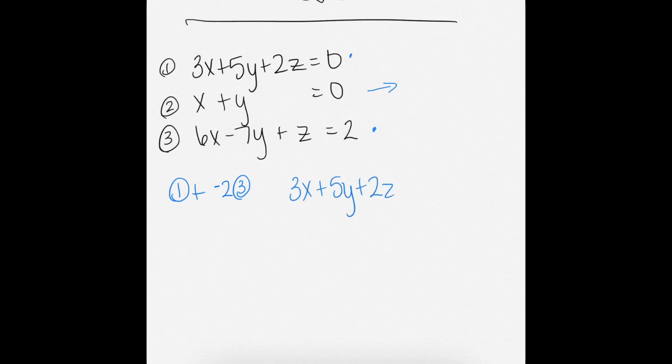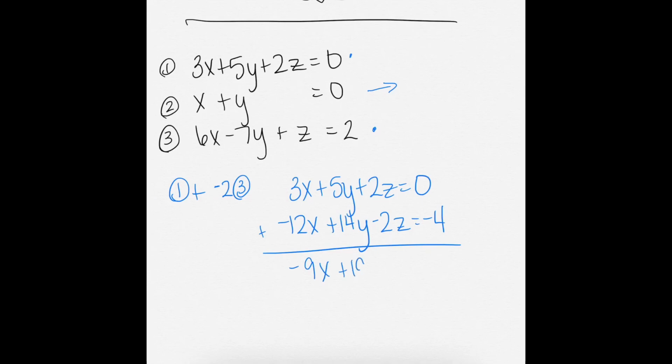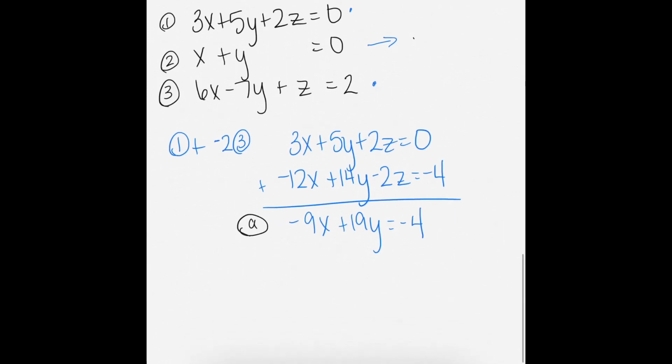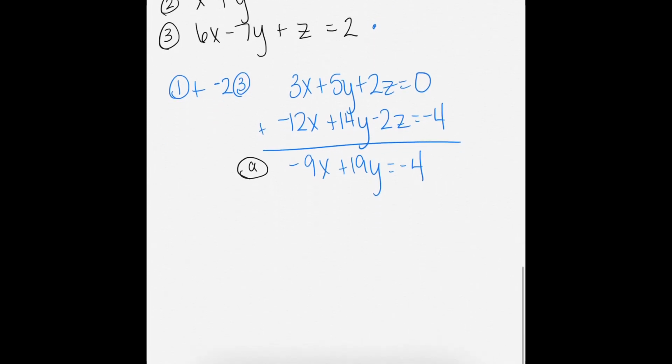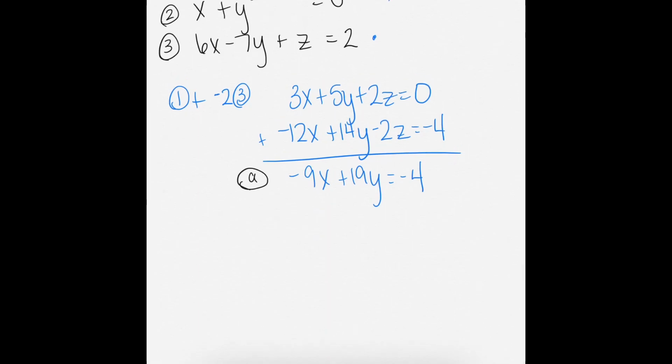All right, so equation 1 is 3x plus 5y plus 2z equals 0. Equation 3 multiplied through by negative 2 is negative 12x plus 14y minus 2z equals negative 4. Add them together, and I get negative 9x plus 19y, z's cancel, is equal to negative 4. This is going to be my A equation. So notice, instead of creating a B, I'm going to use 2 as though it were my B equation. So I have A and 2 that I'm going to use to get rid of another one.